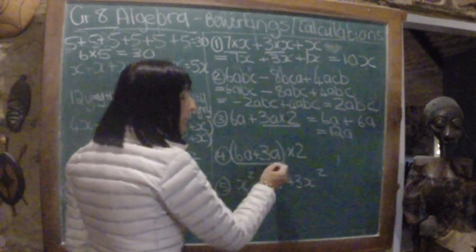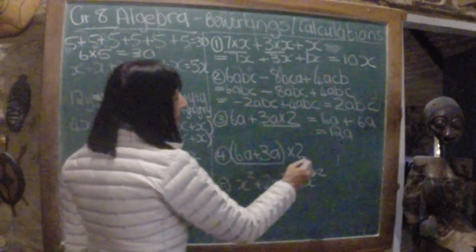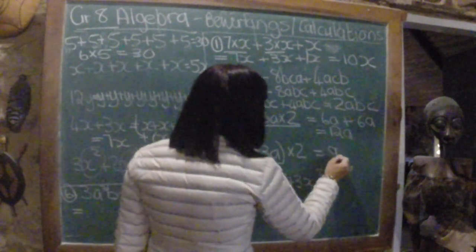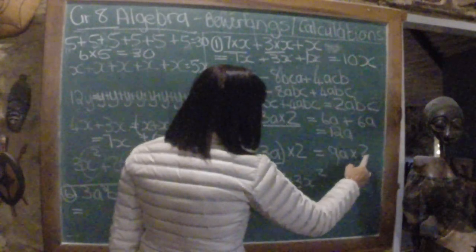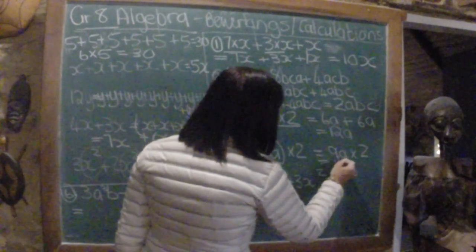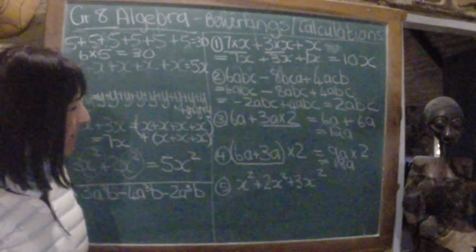Brackets always done first, rules of mathematics. 6a plus 3a is 9a multiplied by 2. 9 times 2 gives you 18a. Don't throw away the a.